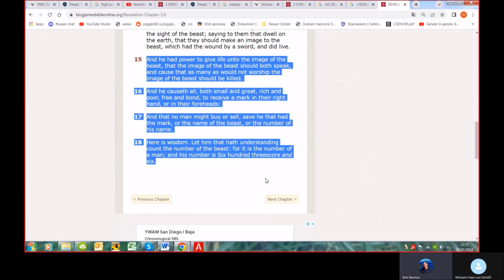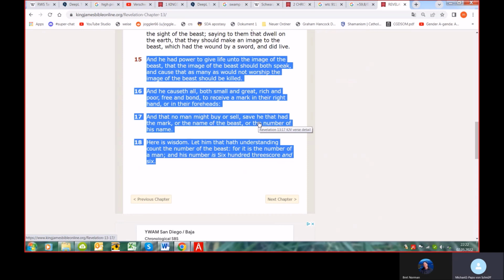Oh, sure, I'll read it quickly. And he had power to give life unto the image of the beast, that the image of the beast should both speak and cause as many as would not worship the image of the beast should be killed. And he causeth all, both small and great, rich and poor, free and bond, to receive a mark in their right hand or in their foreheads, and that no man might buy or sell save he that had the mark or the name of the beast or the number of his name. Here is wisdom. Let him that hath understanding count the number of the beast, for it's the number of a man. And his number is 666.